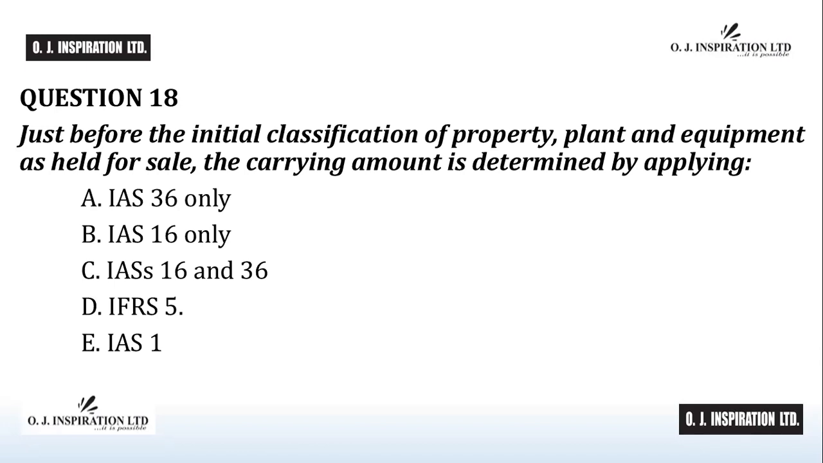Question number 18. The answer to question number 18 is C, IFRS 16 and 36. It is provided in IFRS 5 that immediately before the initial classification of an asset held for sale, the carrying amount of the asset is measured in line with applicable IFRSs. IFRS 16 is on property, plant, and equipment, while IFRS 36 is on impairment of assets. C is the answer to question number 18.